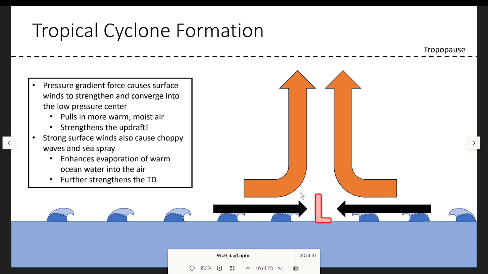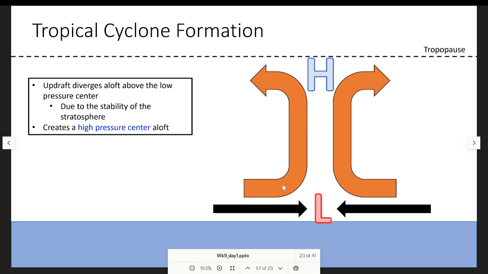And this strong surface wind can create choppy waves and sea spray. When you get a strong wind, it creates manual evaporation. So you can get evaporation from temperature, but you can also get it from manually forcing evaporation. If you get sea spray and stuff like that, it basically forces evaporation. That's why whenever you're wet and then you turn on a fan, or you get out of the pool and it's windy, it's very cold, because it is manually evaporating water off of you. And that's kind of what happens here. You get even more evaporation, so it fuels the storm even more, and it will strengthen the tropical depression.